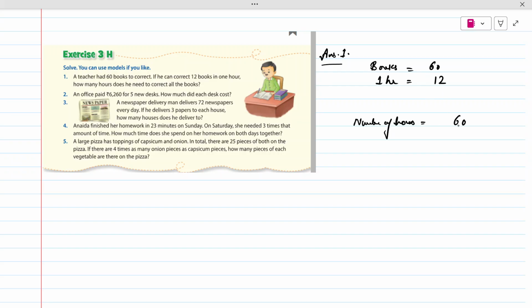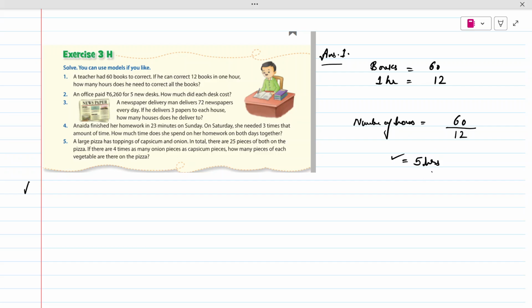So kids, the number of hours required to correct all the books will be 60, that is the total number of books, divided by the number of books the teacher can correct in 1 hour, that is 12. So we have 5 hours as the answer. 5 hours are required to correct all the books here.